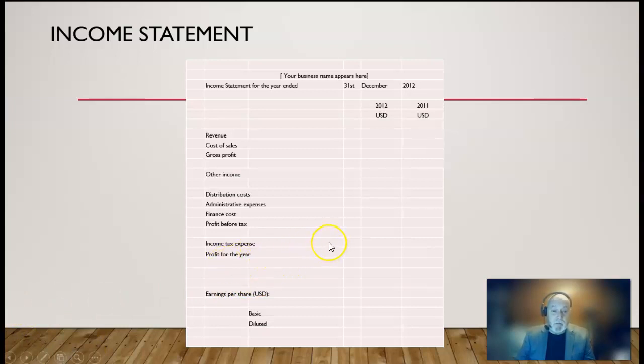EBITDA is earnings before income taxes, depreciation, and amortization. I'm not going to go into all that stuff. We'll talk about it a little bit when we talk about accounting. It's a very complex subject, and I won't go into a lot of it, but you will come across this when you look at income statements for companies that you might be looking into, okay? And that'll give us the profit for the year.